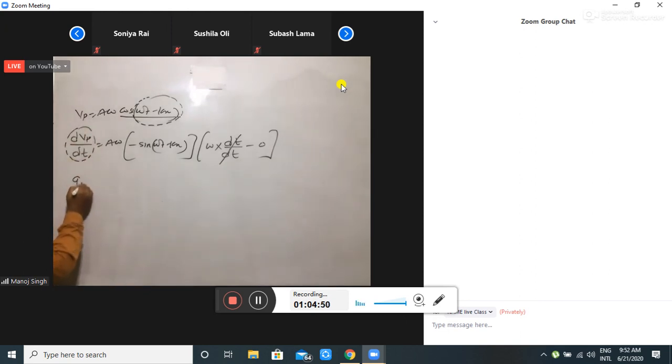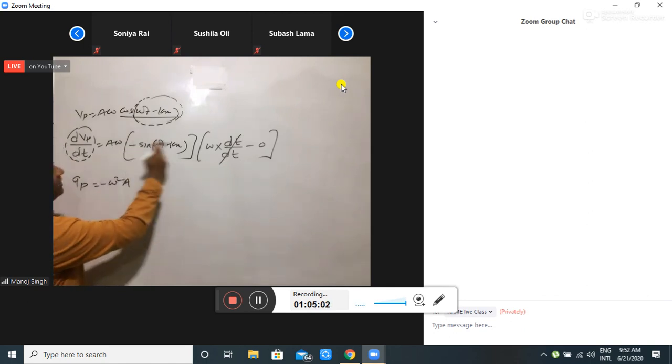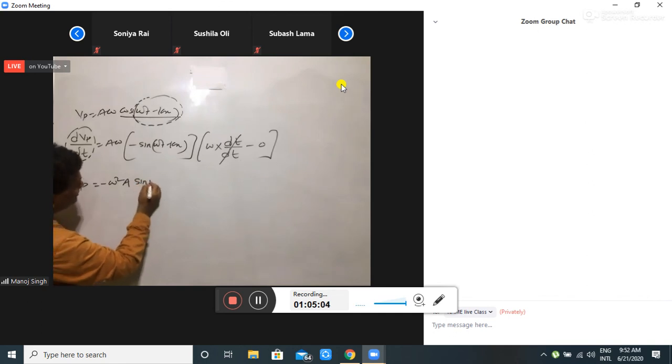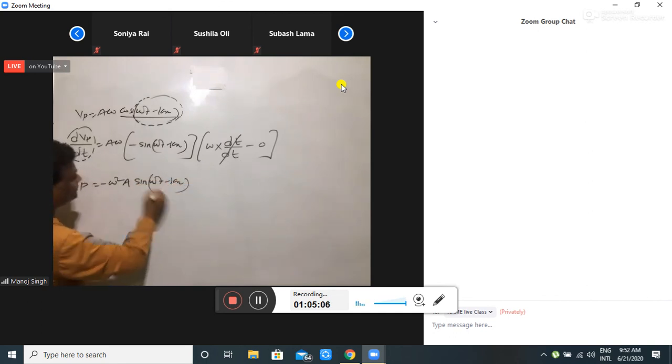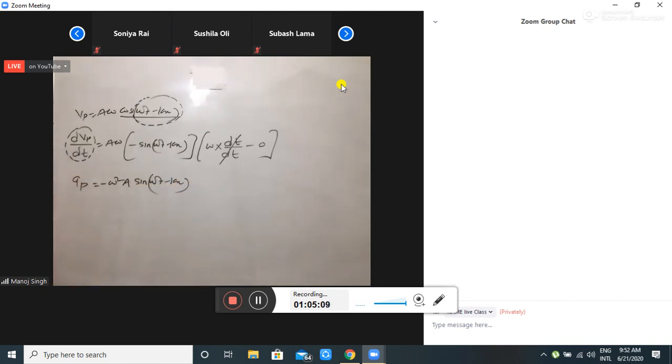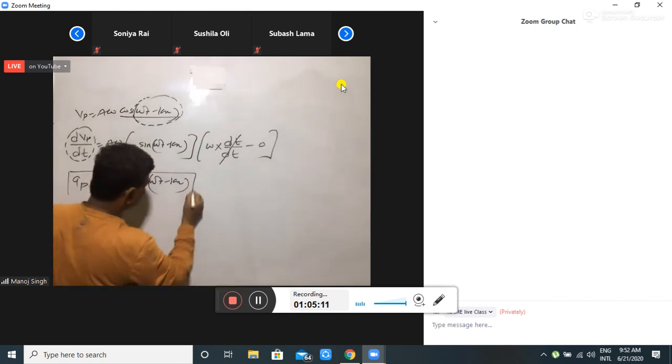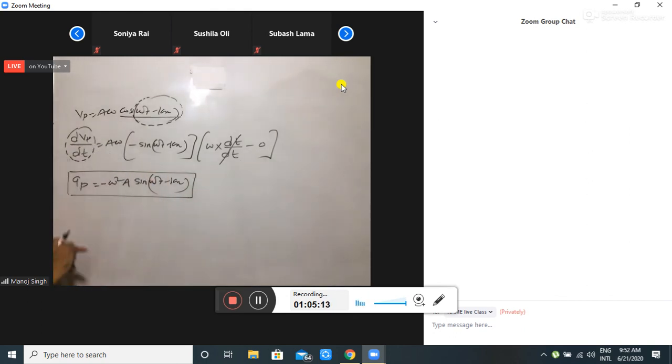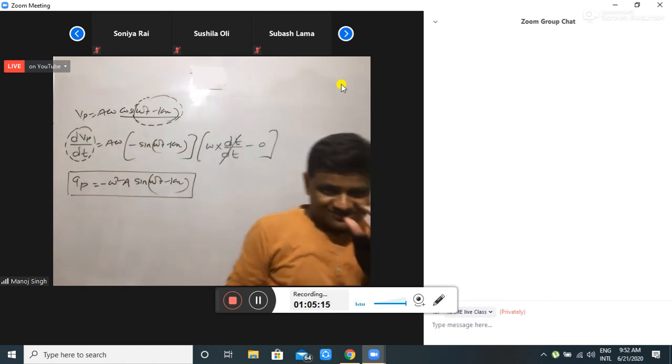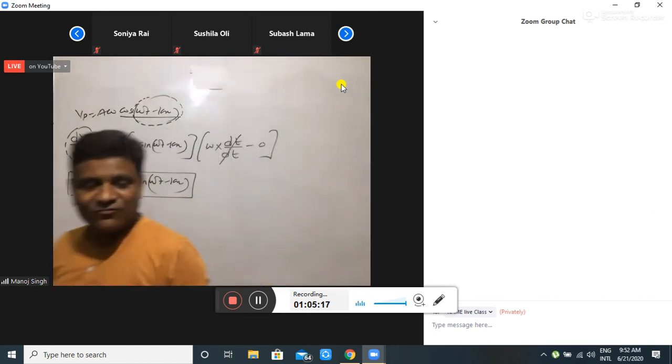What will this give? The rate of change of velocity of the particle with respect to time will give the acceleration of the particle, which is minus omega square a into sine of omega t minus kx. This is the acceleration equation of the particle of a medium.